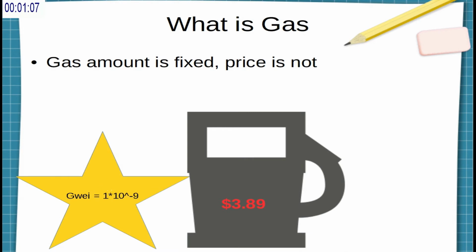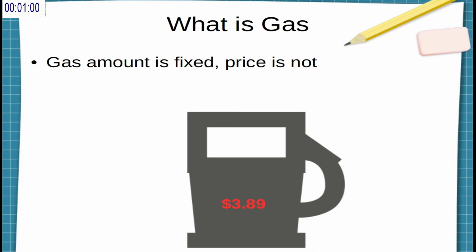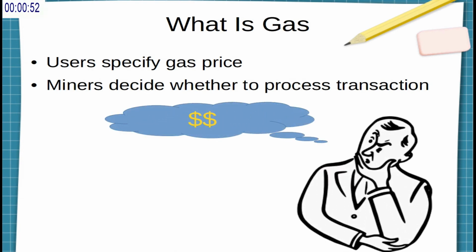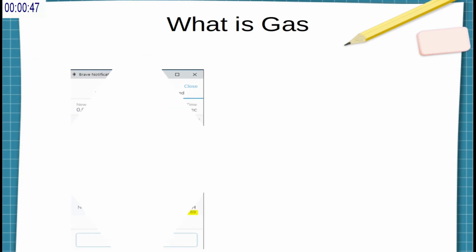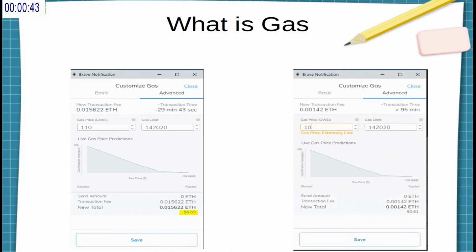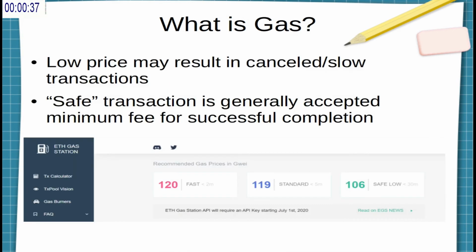One important note is that we do not price gas in dollars or cents. It is priced in a unit known as gwei. The cool thing about the Ethereum blockchain is that users specify the gas price. So I can specify whatever price I want, but miners decide whether or not to process the transaction based on the profitability. So, as you can see on the left, I've specified a gas price of 110, but on the right, I've only specified 10, and obviously the transaction on the right will cost significantly less.